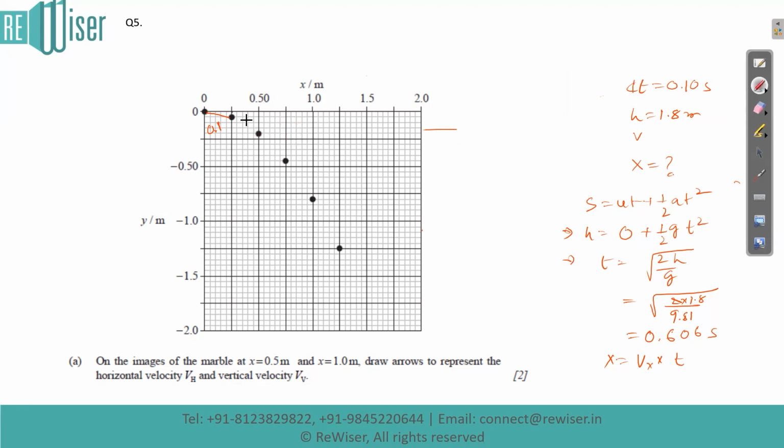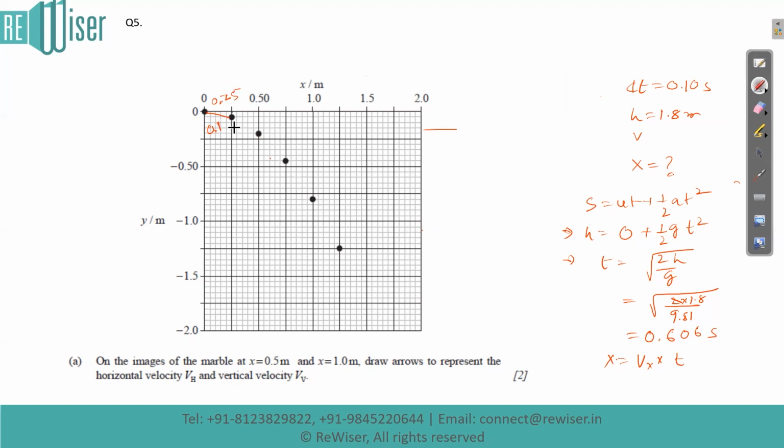Or you can just ignore that thing. You can simply draw the diagram like this. That will be enough, more than enough. And draw VH and VV. That's it. Okay. Anyway, time interval is 0.1 and distance covered in x direction is 0.25 in this time interval.